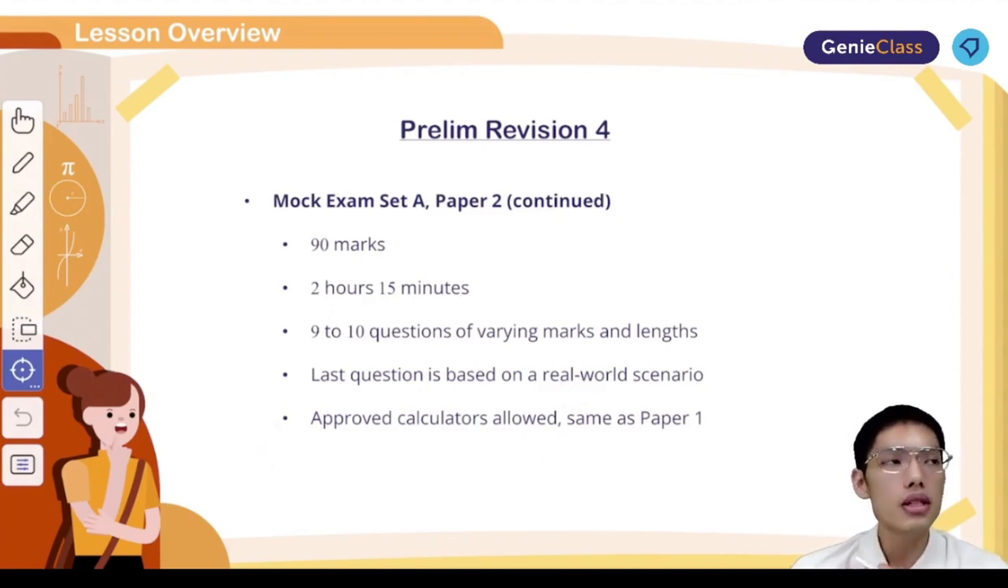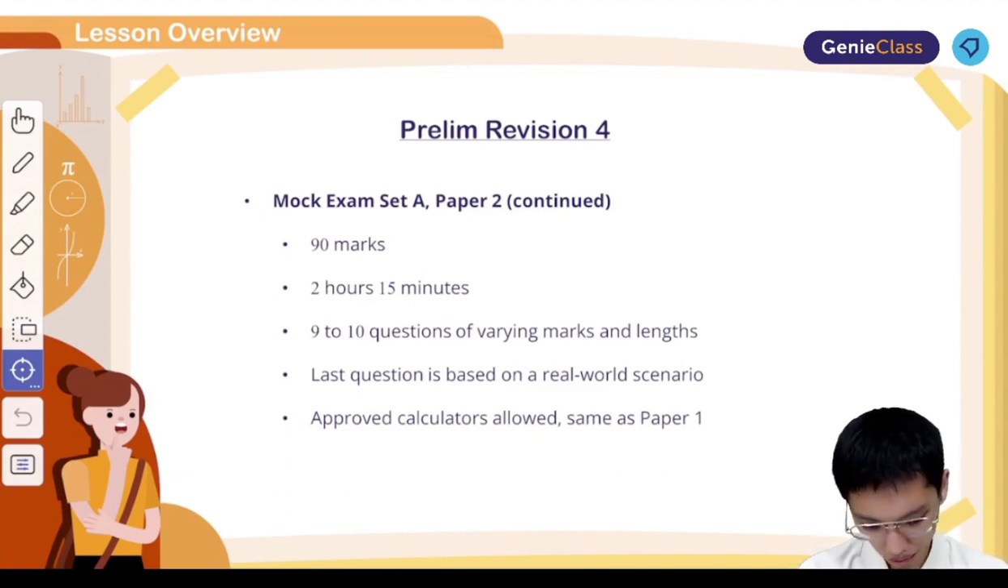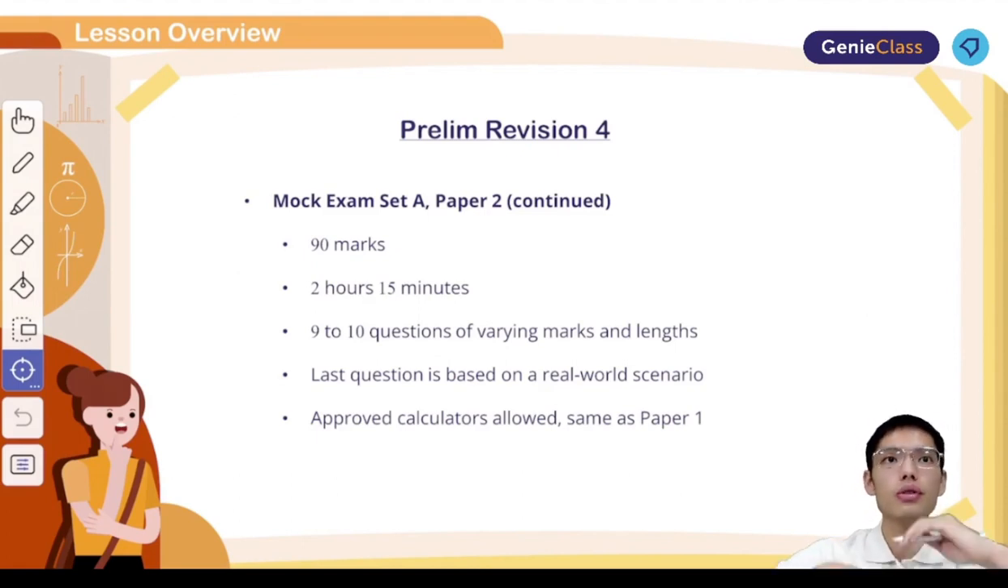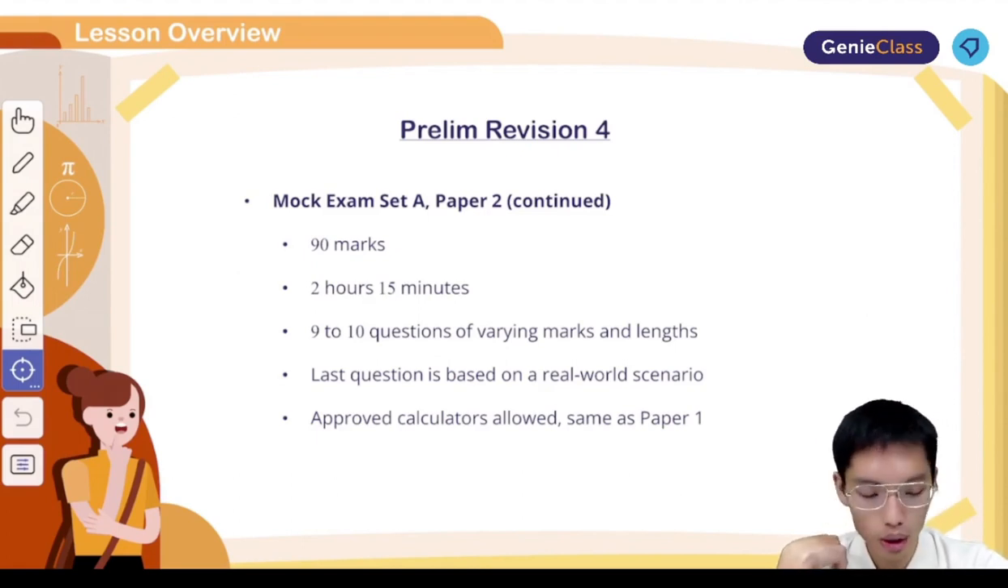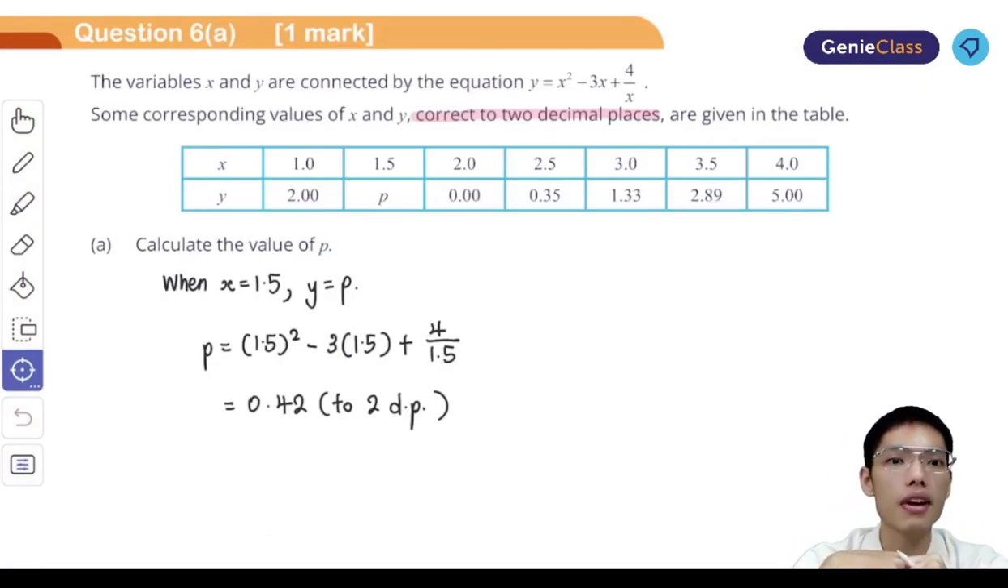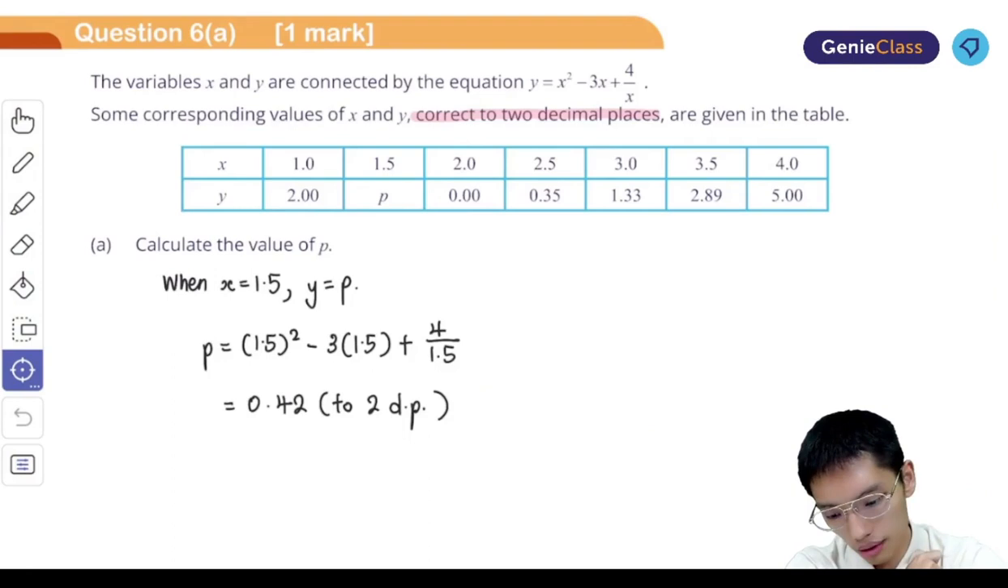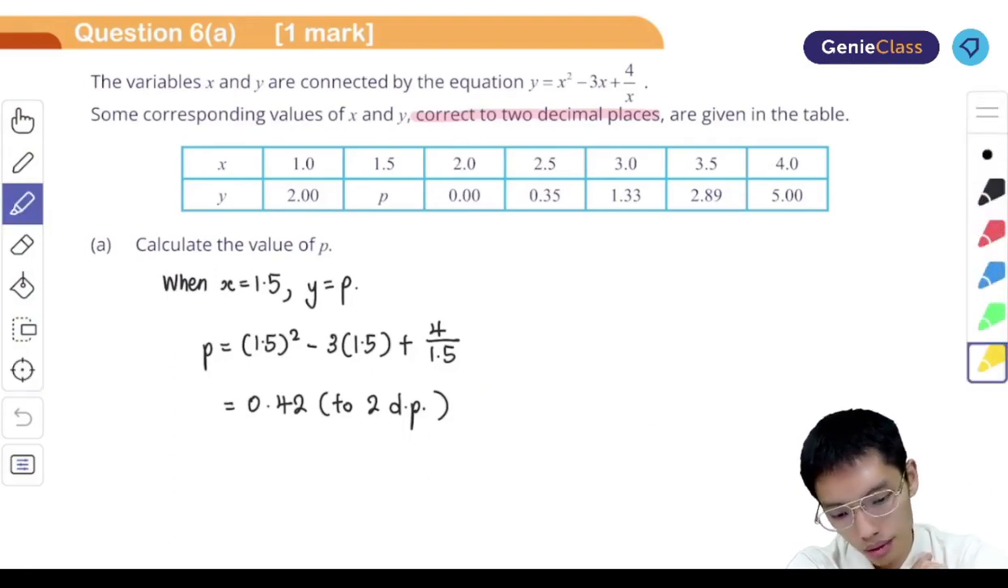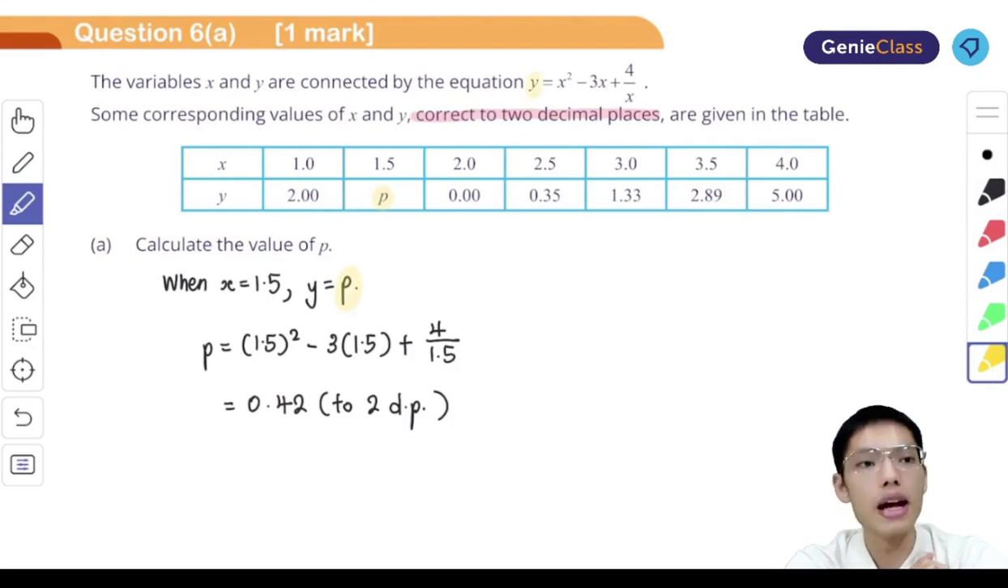Okay, so again, we are just going through certain questions to follow. If you need me to slow down in certain explanations, feel free to let me know. The different types of questions we are going through, first one is Question 6A. Quite straightforward: calculate the value of P. What is the value of P we are going to calculate? It's the Y value, which is essentially this value over here.